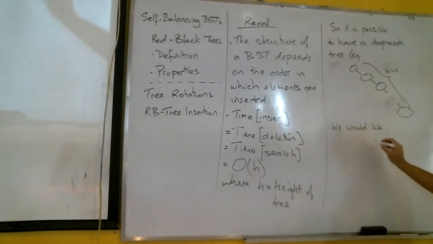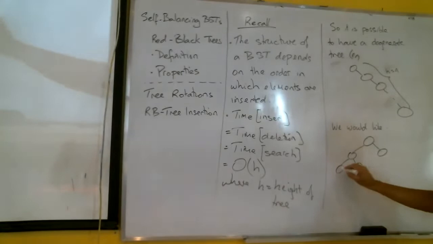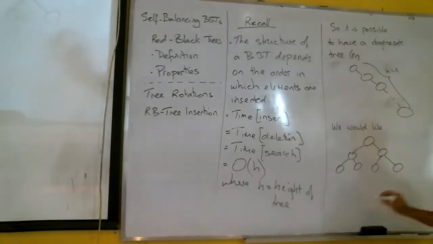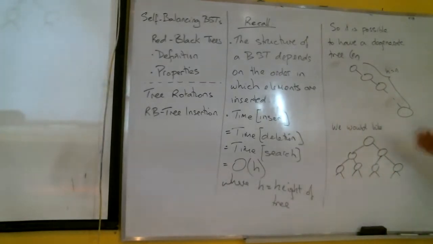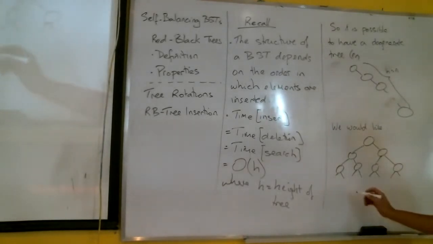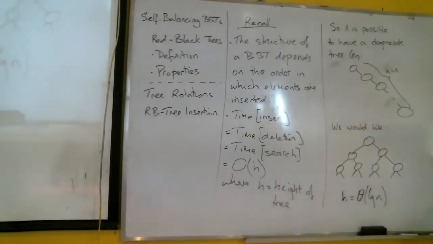We would like a picture that looks more like something like this, where you pretty much have every level as full as possible. Not necessarily every one exactly full, but a tree that looks closer to this picture is going to have H being, what's the relationship here between H and N in this? Very good. It's going to be proportional to the log, or in the order of the log, of the number of nodes.